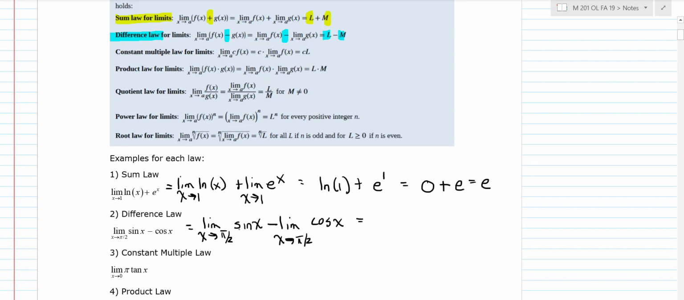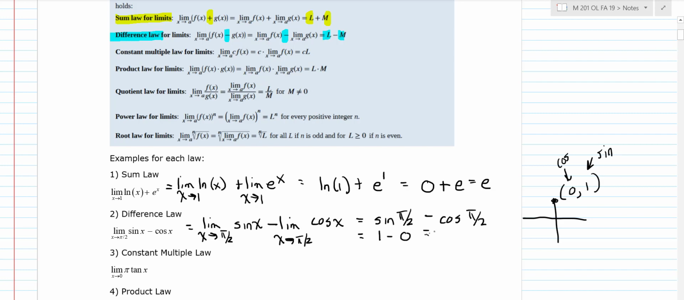And then you just evaluate these limits. You plug in pi over 2, so you get sine of pi over 2. You want to remember the unit circle. Evaluate the next one, cosine of pi over 2. At pi over 2 on the unit circle, you have (0, 1). Remember, the cosine is the x value and the sine is the y value. So the sine of pi over 2 would be 1, and the cosine of pi over 2 would be 0. So the answer to that would be 1. This is just demonstrating how you use these various laws.